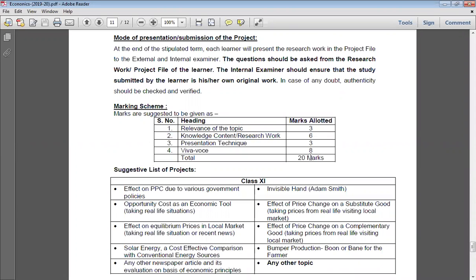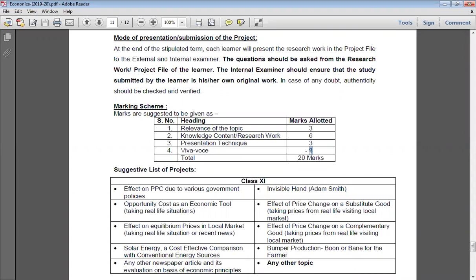Then you will have the viva voce. You will get examiners, internal and external. The external ones come from other schools, appointed by our CBSE board, and they will visit our campus. They will conduct the viva voce examination.